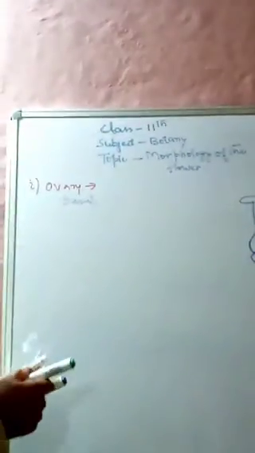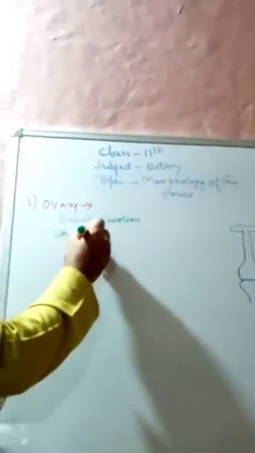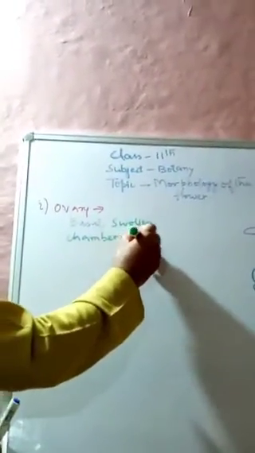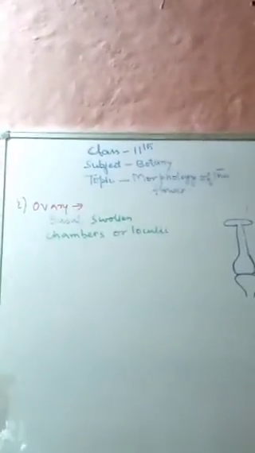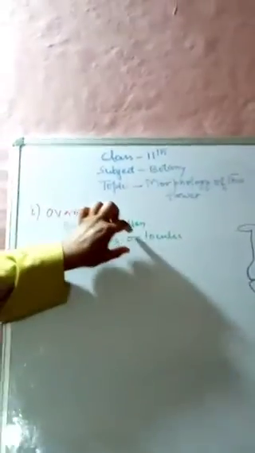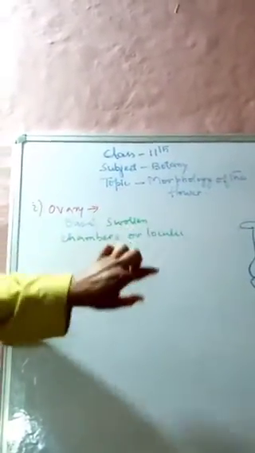It is the swollen part of the carpel, and this ovary contains many chambers, which are called locules or loculi. This ovary is the basal portion of the carpel. It is a swollen part of the carpel and it contains many chambers, or loculi.